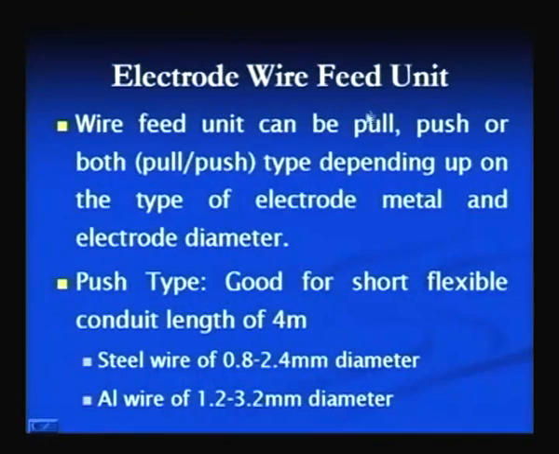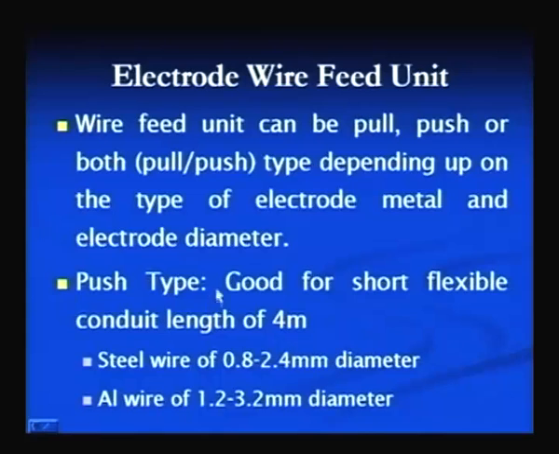So, which type of wire feed unit is to be selected for smooth and continuous feeding of the electrode wire depends on the stiffness and rigidity of the electrode wire itself, which is to be fed during the welding, and that in turn depends upon the electrode metal and its diameter. So, we will see in detail which type of wire feed unit should be used under what conditions.